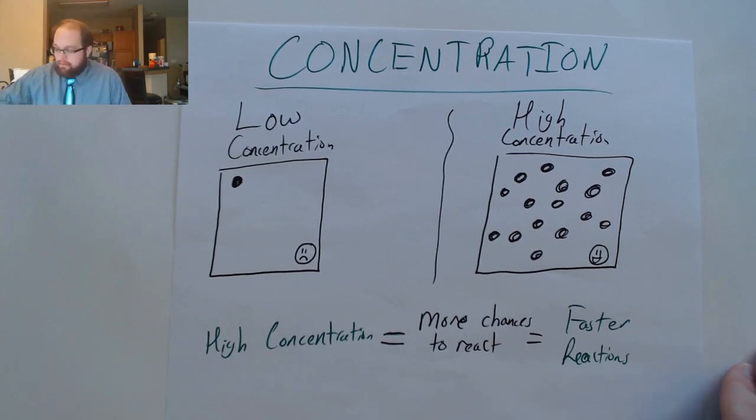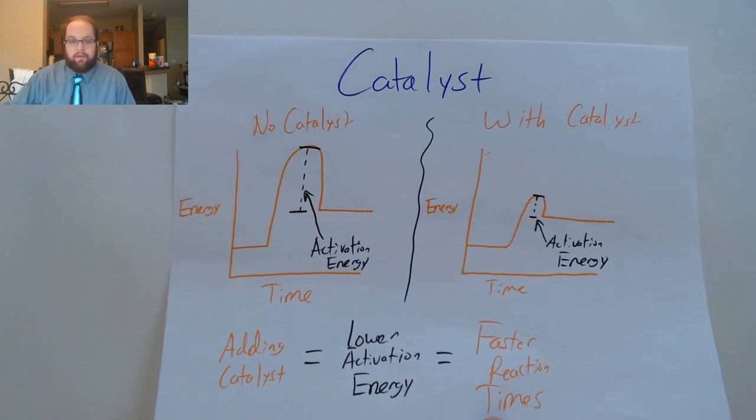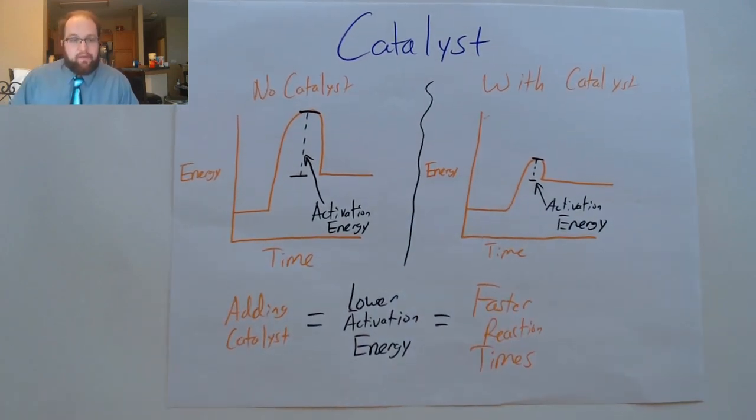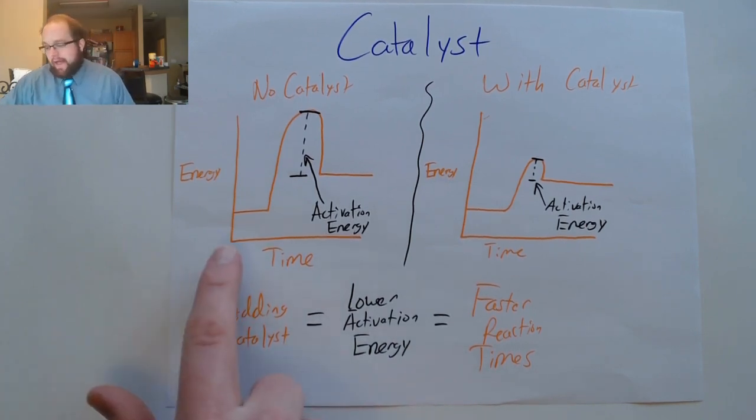So, finally, we have something else that can increase the rate of a reaction, and that is called a catalyst. Catalysts are a type of chemical that essentially just make it easier for other chemicals to react. In biology, you might have called these enzymes. Their job is to lower the energy of a reaction.